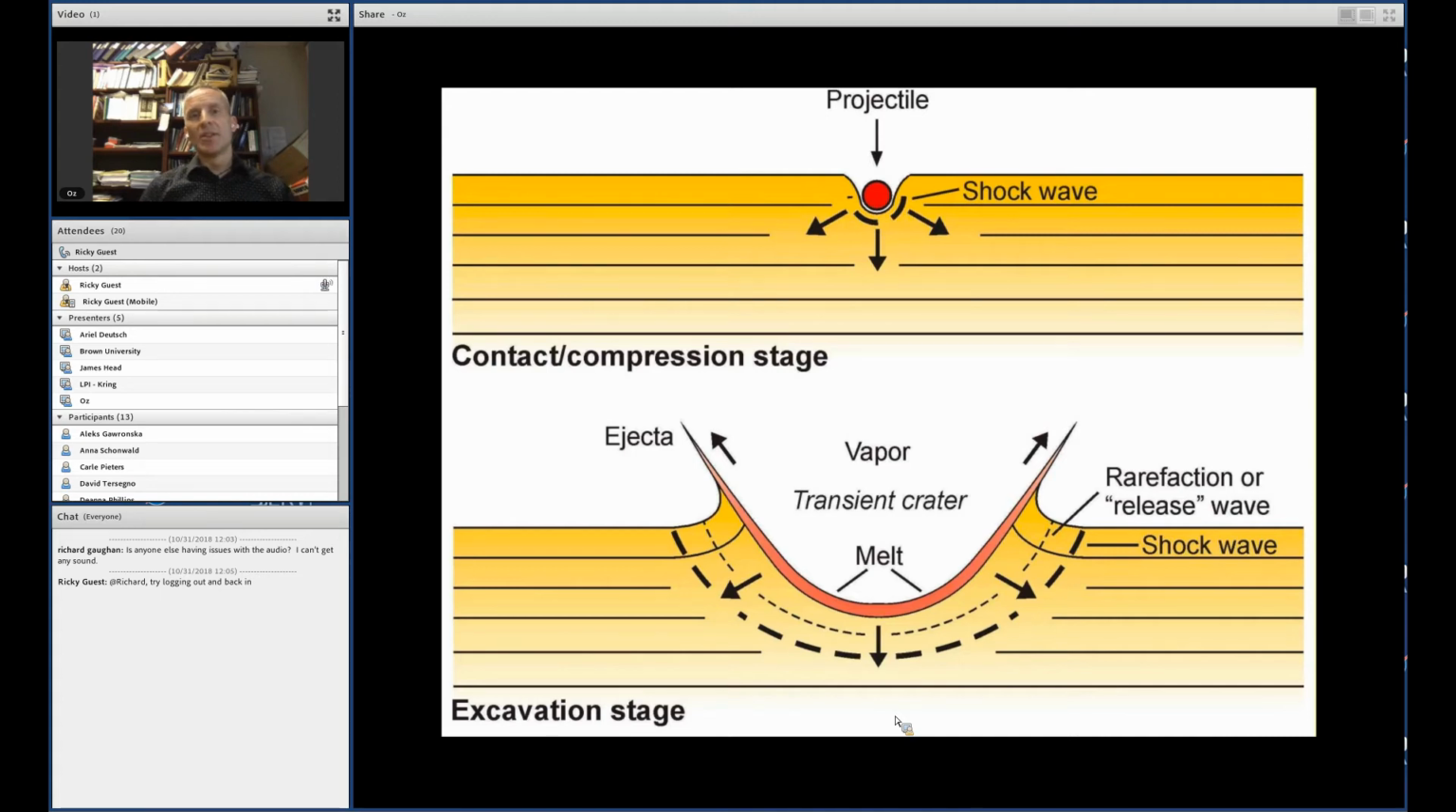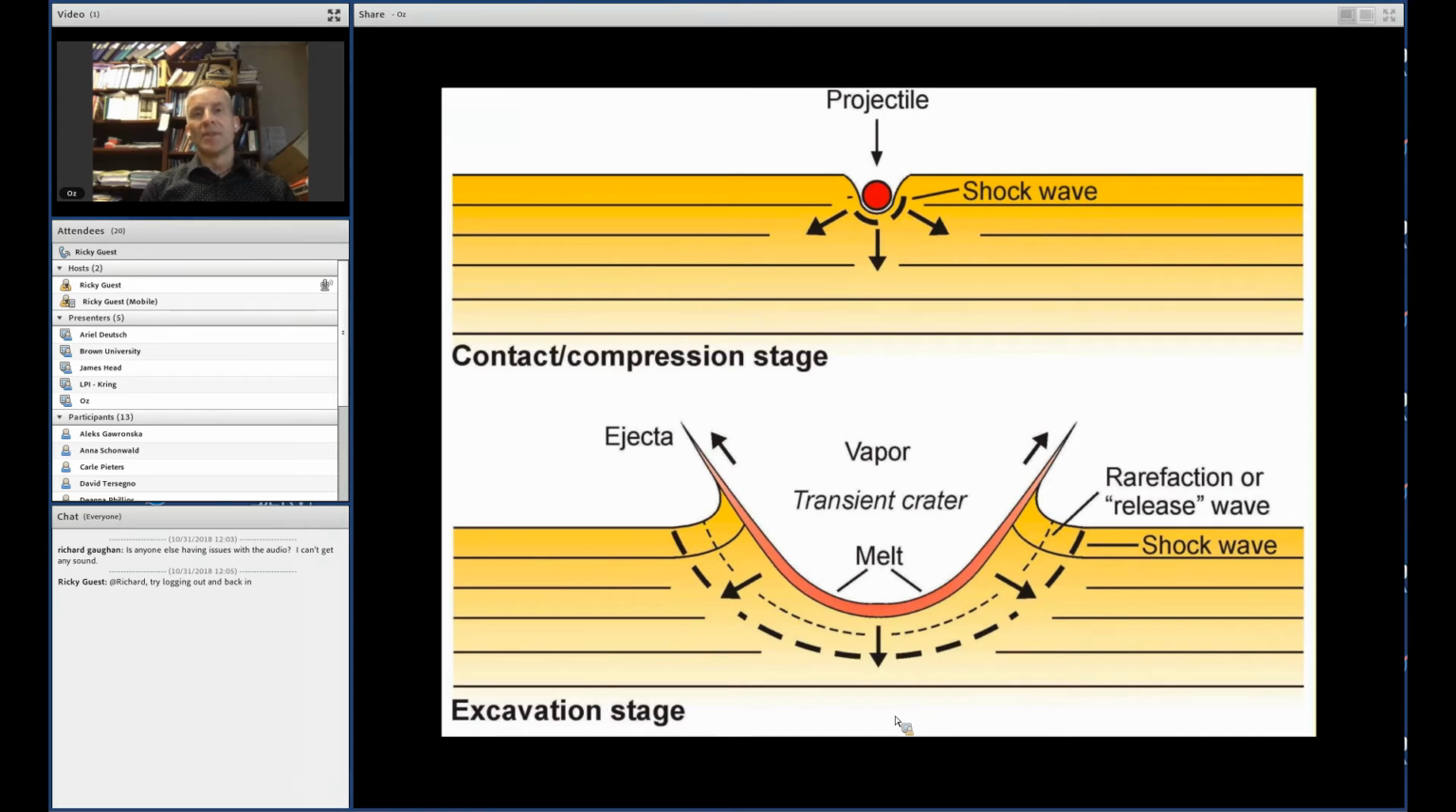As we move into the excavation stage, it's the interaction of this outwards directed shock wave and the downwards directed refraction wave that opens up the crater. And so this is a big discovery, as it were, in the 1970s and 80s, that the projectile doesn't mechanically excavate the crater. It's the shock wave that really does the damage.